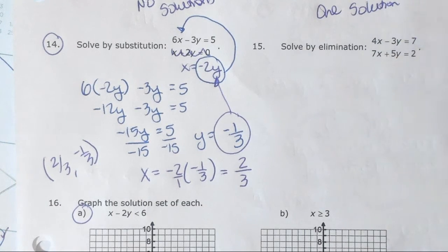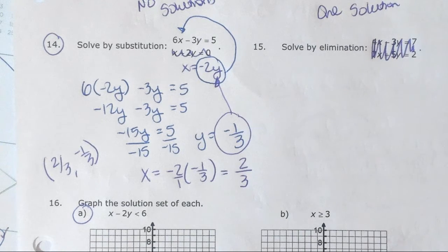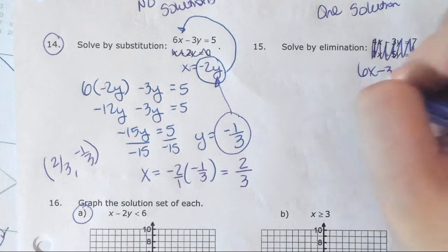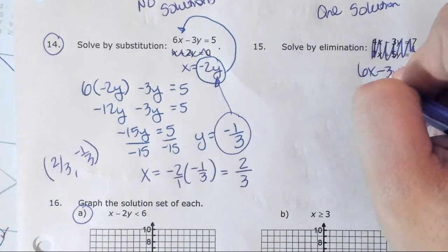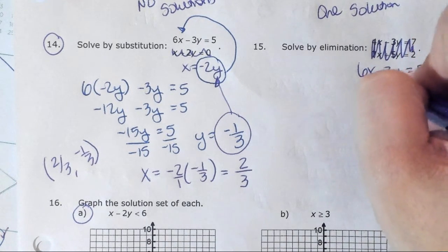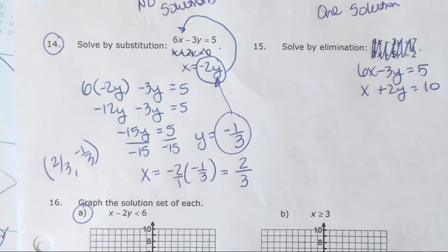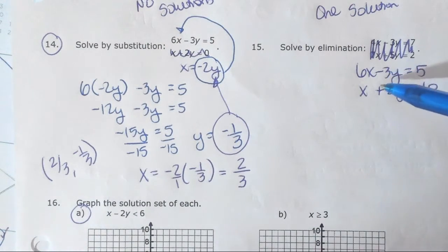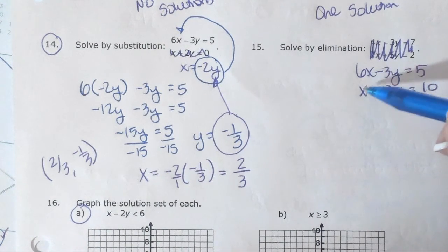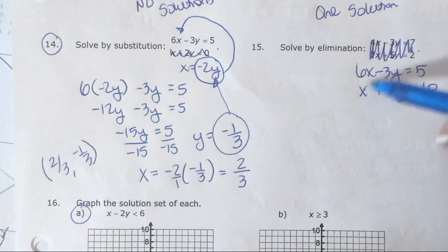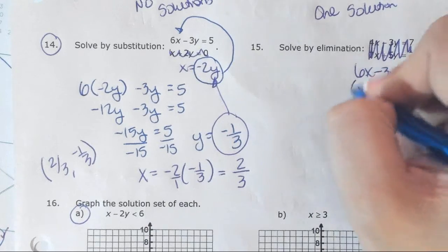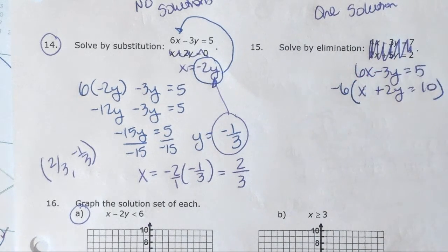Okay, let's talk about elimination real quick. This isn't a good example of how to use elimination, so I'm going to rewrite it. 6x minus 3y equals 5, and x plus 2y equals 10. Remember, for elimination, the goal is to be able to add the equations together and to eliminate a variable. So the easiest one to eliminate here is going to be x, because one has a number and one doesn't. In order to eliminate it when I add it, it has to be the same number but a different sign. So to do that on this one, we would need to multiply by negative 6.